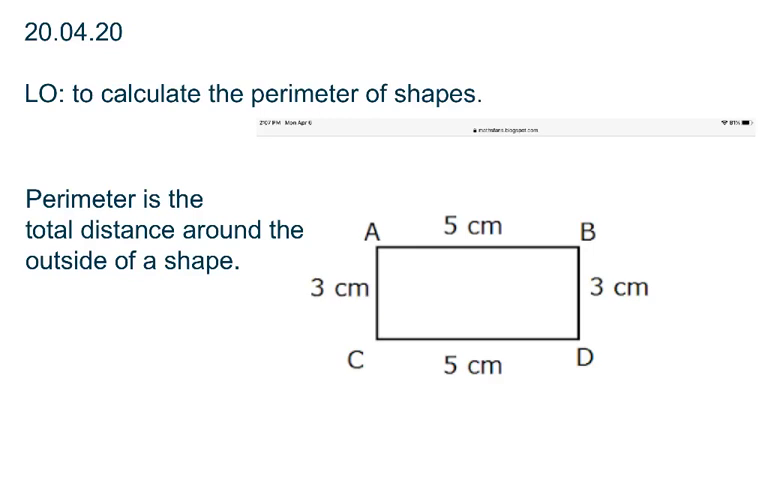Today we're going to be calculating the perimeter of shapes, and as you can see there's a definition of perimeter, which is the total distance around the outside of a shape. So we can see we've got a rectangle here, and you have two sides which are 5 centimeters long, and we have two sides which are 3 centimeters long. You can see that those sides that I've just mentioned, the opposite sides, are the same length.